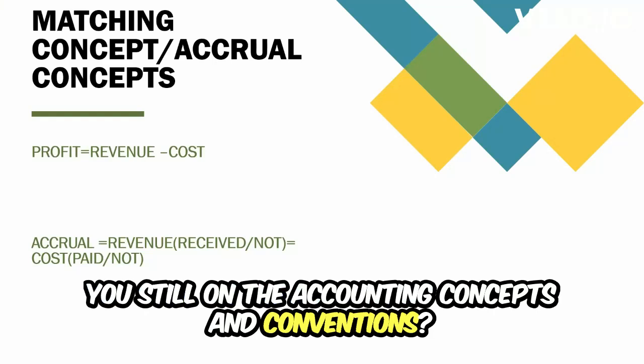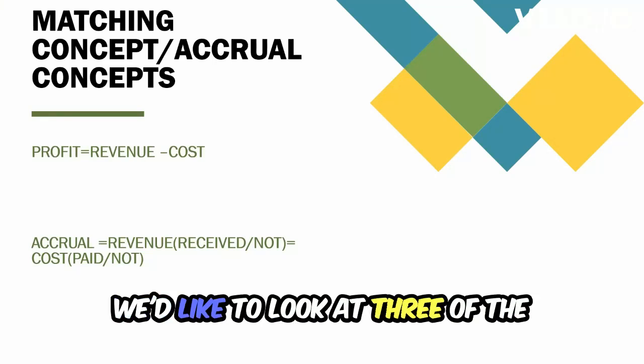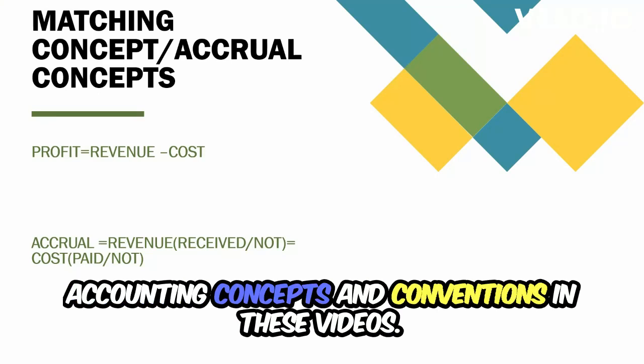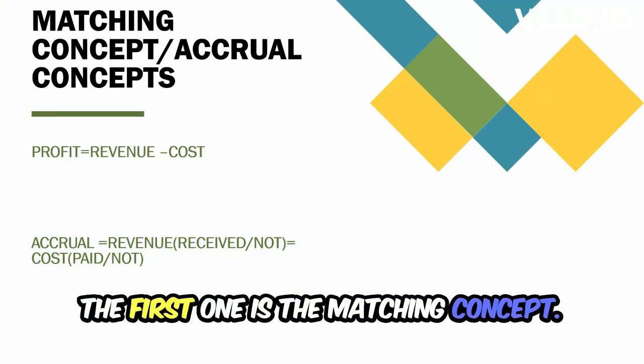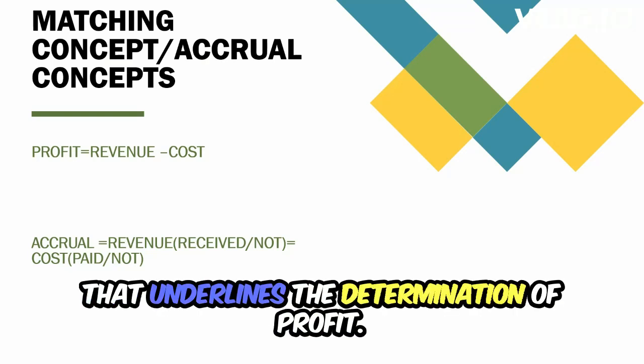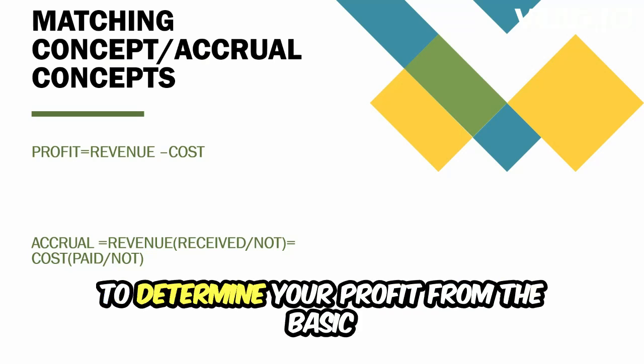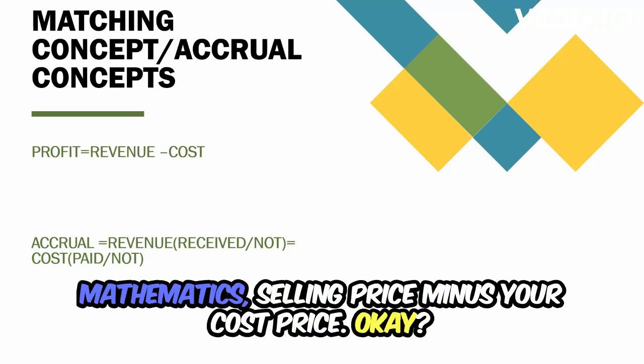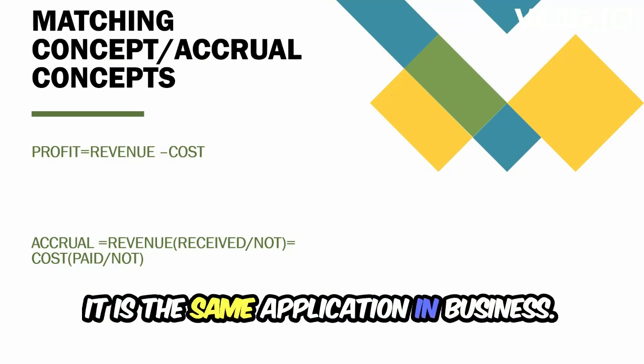Still on the accounting concepts and conventions, we'd like to look at three of the accounting concepts and conventions in this video. The first one is the matching concept, the principle that underlies the determination of profit. So which means that if you want to determine your profit from the basic mathematics, it is your selling price minus your cost price. It is the same application in business.